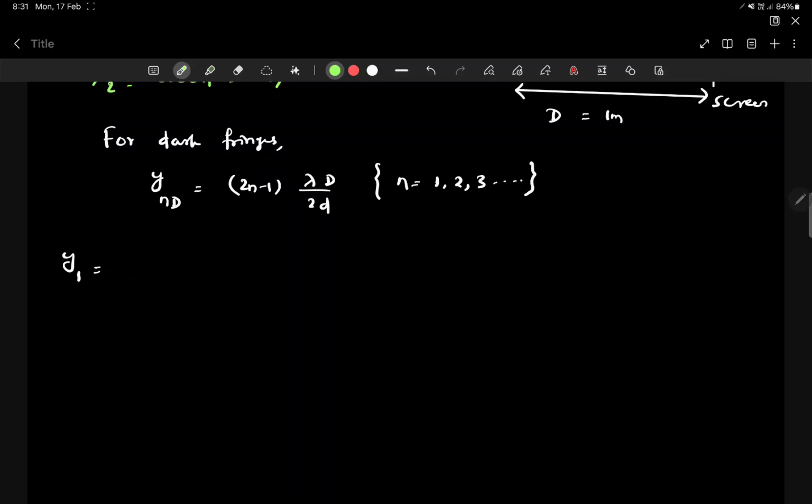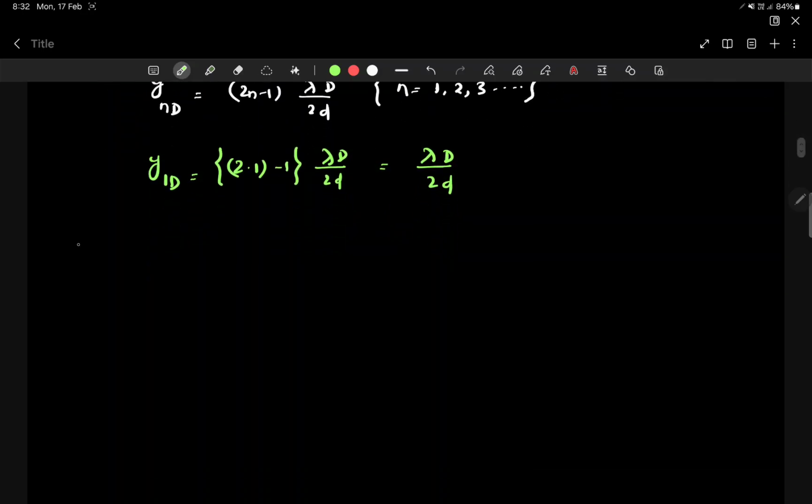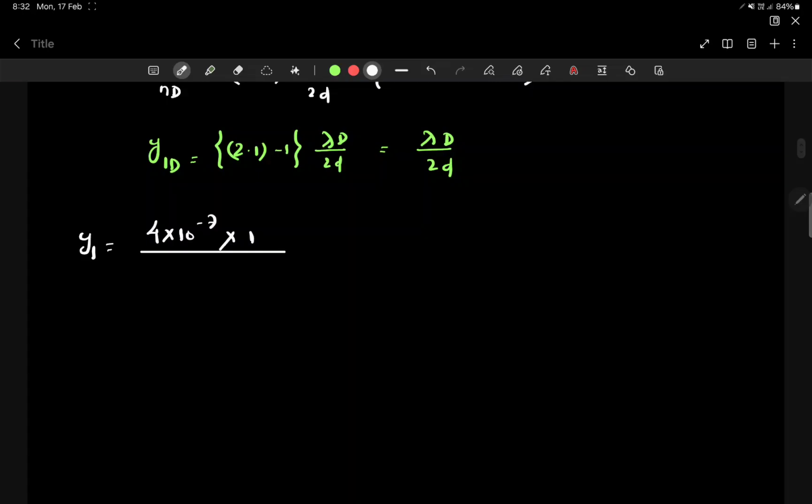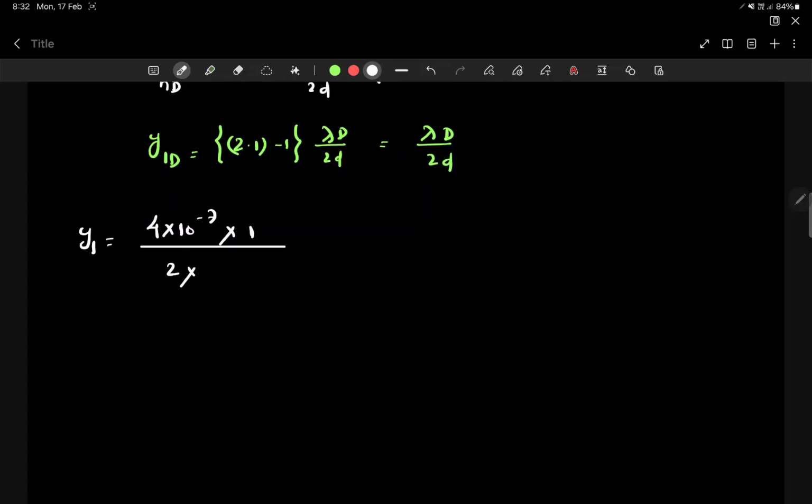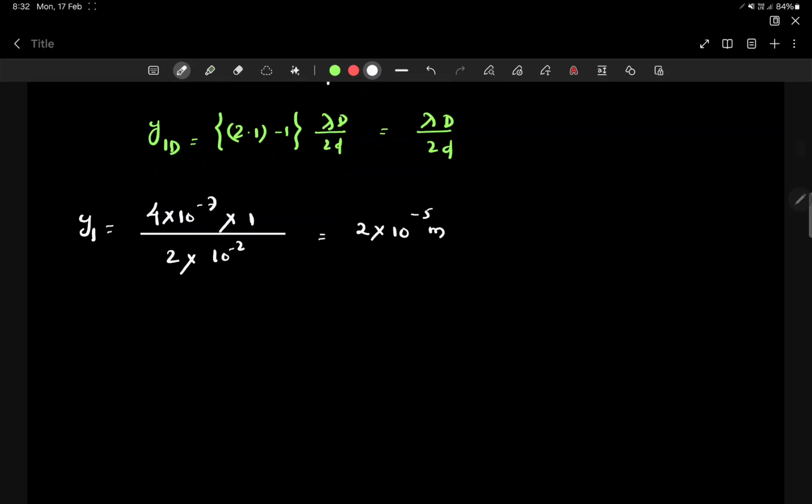So y1 for the first wavelength will be, as the nth value is (2n minus 1) lambda D by 2d, y1 is 2 into 1 minus 1, lambda capital D by 2d. So it will be lambda capital D by 2d. Finally, the first dark fringe for the first wavelength will be at lambda D by 2d. Lambda value is 4 into 10 to the power minus 7, capital D is 1 meter in SI unit, and 2 into small d, which is 1 centimeter, that means 10 to the power minus 2 meter. So it will be 2 into 10 to the power minus 5 meter.